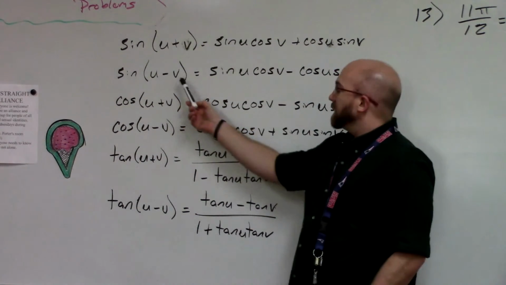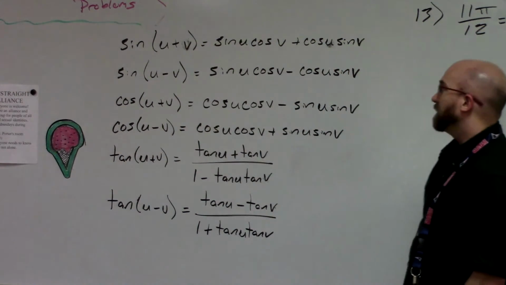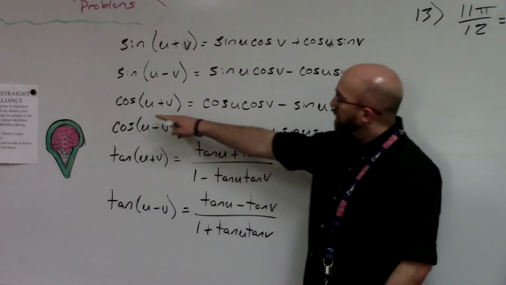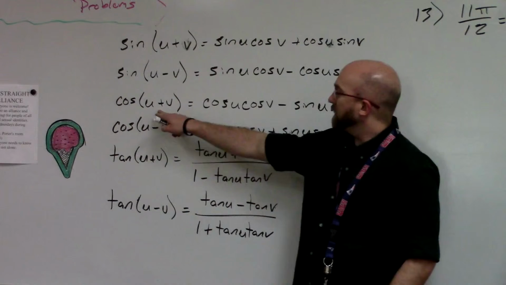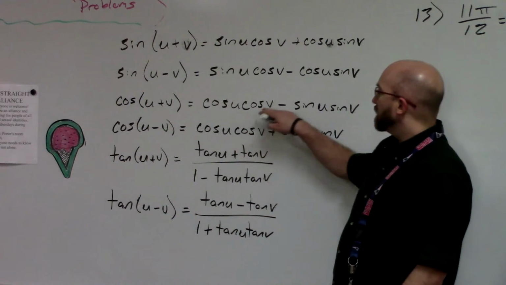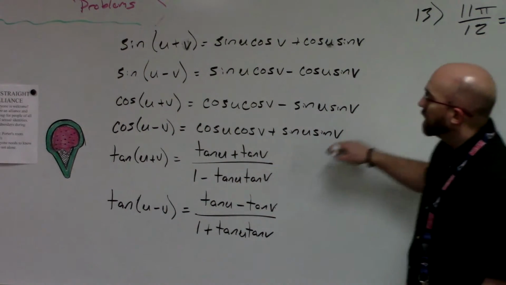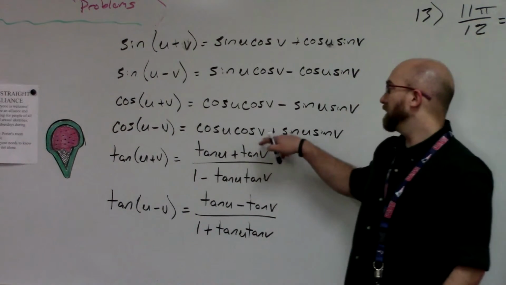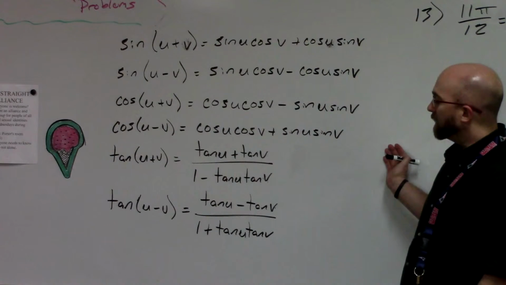Sine u minus v equals sine u cosine v minus cosine u sine v. And then the other two, we've got cosine u plus v is cosine u cosine v minus sine u sine v. Cosine u minus v equals cosine u cosine v plus sine u sine v.